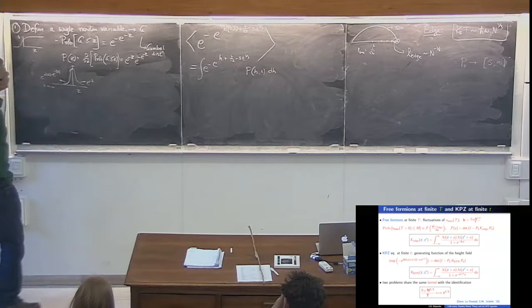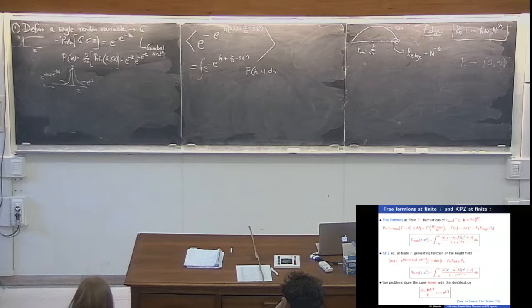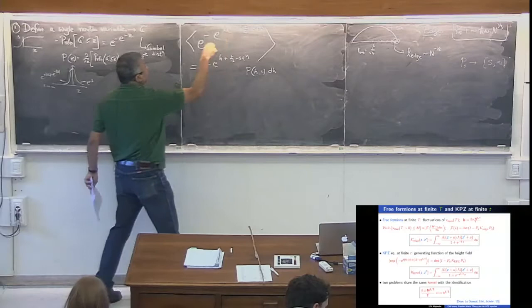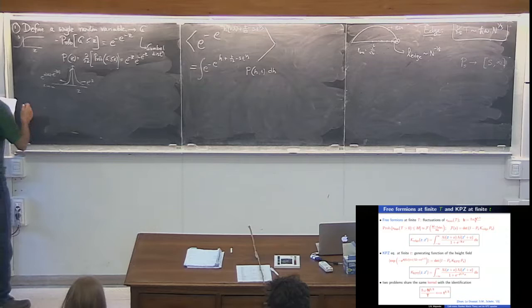It's like a Gaussian distribution. It's just a random variable. So I'm trying to give a meaning to this generating function here. What does it mean in terms of a random variable? Now suppose that I want to compute this object.